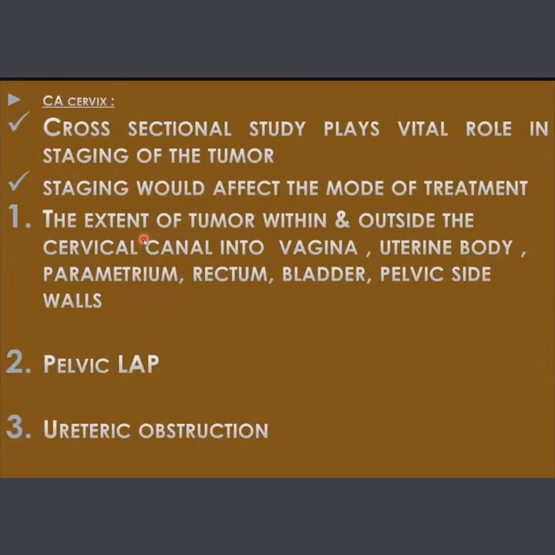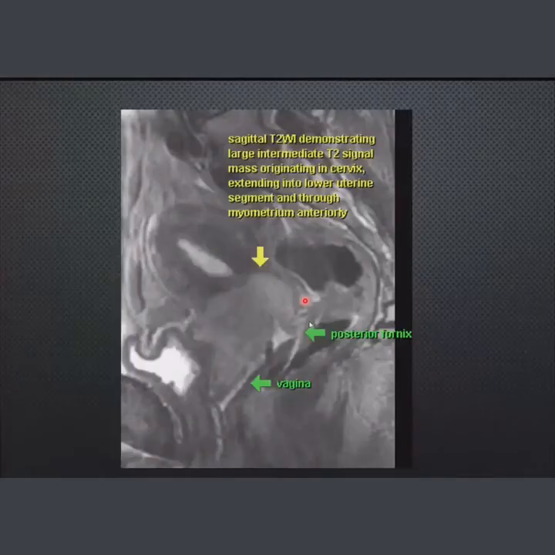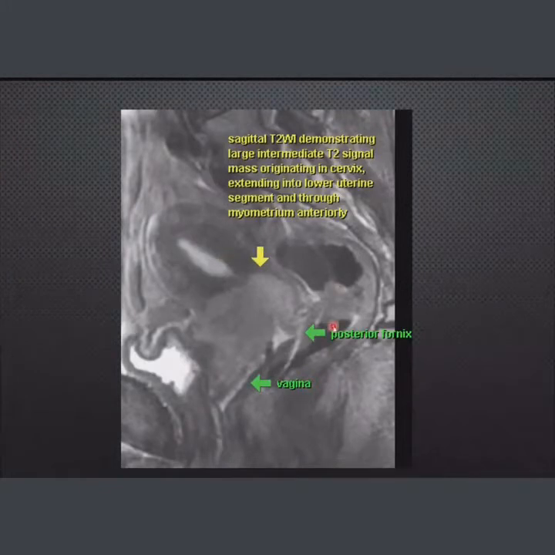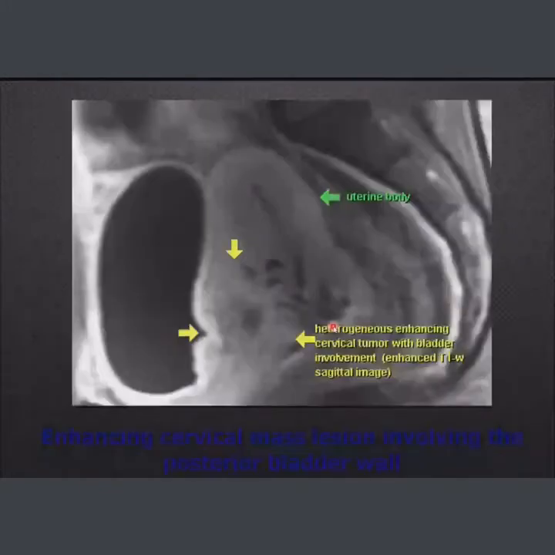Role of MRI, primarily, MRI is for local staging. MRI will see the tumor, obviously it will see it as an alteration in the normal hypo-intense appearance of the cervix. It will see the tumor and I will be able to tell, is it invading into the bladder? Is it invading into the uterus? Is it invading into the rectum?